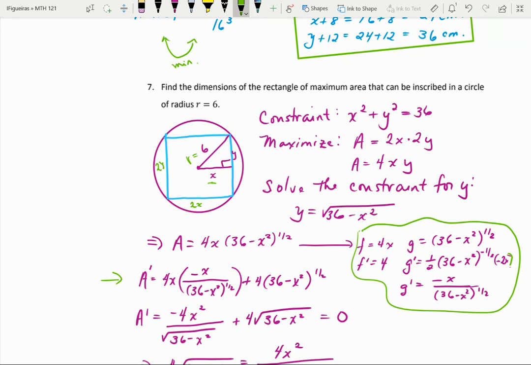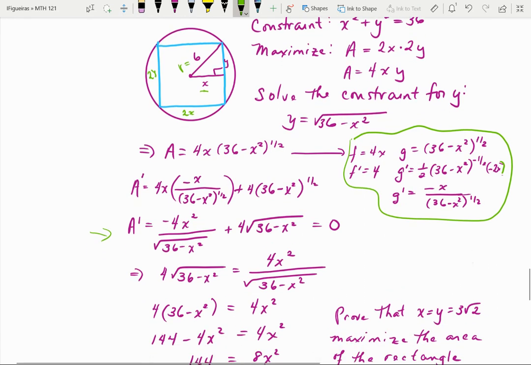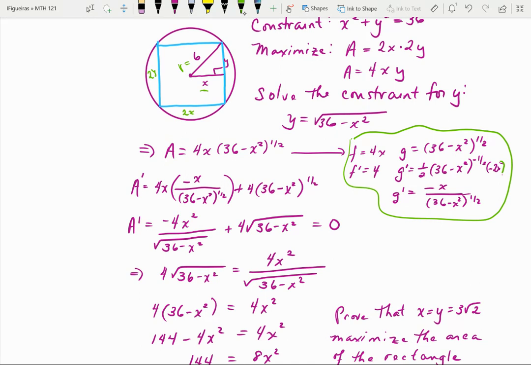In the next line, I just rewrote the expressions in terms of their radicals, and I multiplied 4x and negative x. So I get negative 4x squared over the square root of 36 minus x squared, plus 4 times the square root of 36 minus x squared. And we set that equal to 0. When we set that equal to 0, it again becomes a proportion when you add the first term over to the right. So I get 4 square root of 36 minus x squared equals positive 4x squared over the square root of 36 minus x squared.